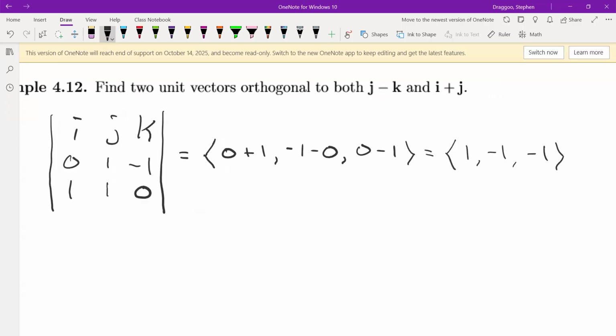You might even be able to do the dot products pretty quickly in your head. 0, 1, negative 1 times this result. 1 times negative 1 plus negative 1 times negative 1 ends up being 1 minus 1, which is 0. And for 1, 1, 0, dotted with this thing, it's just select the first two components, 1 and negative 1, add them together. I also get 0.